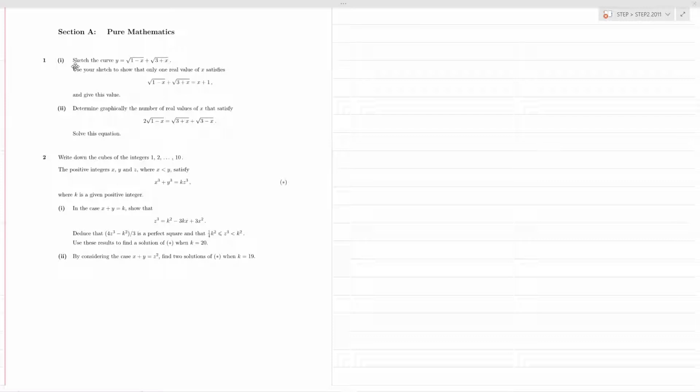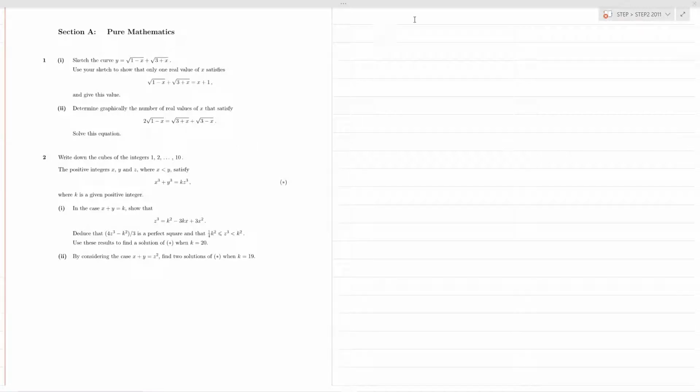So we've got to sketch this curve, which is an odd-looking curve. It's the square root of 1 minus x plus the square root of 3 plus x. So it's an unfamiliar graph to most students, I suspect, and then after you've sketched it, we then have to solve this equation and find that there's only one real value for x which satisfies this equation. And then in part 2 we are probably going to be expected to use some of the stuff from part 1, or at least the ideas thereof. So without further ado, let's start.